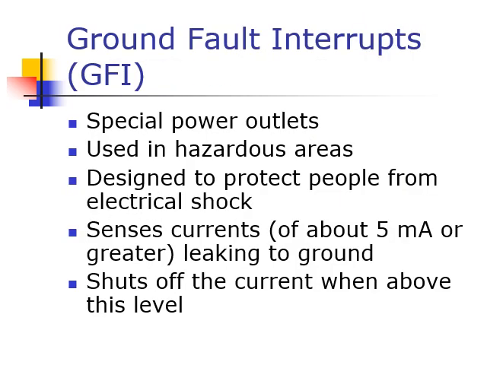So besides just ground wires, there are also special power outlets called ground fault interrupts that we use to help keep us safe. So these are things that are used in hazardous areas that are designed to protect people from electrical shock. And what they do is they sense if there are currents of about 5 milliamps or more leaking into the ground. And what that tells you is that you're building up excess charge somewhere that's causing that current to flow, and then it shuts off the current whenever the current gets up to this level. So basically, if it's noticing that there's a lot of charge going to the ground, that means probably that charge is going somewhere besides where it was supposed to, so it shuts off the current to help keep people safe.